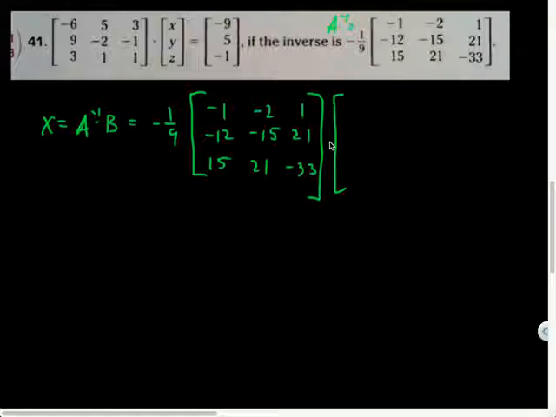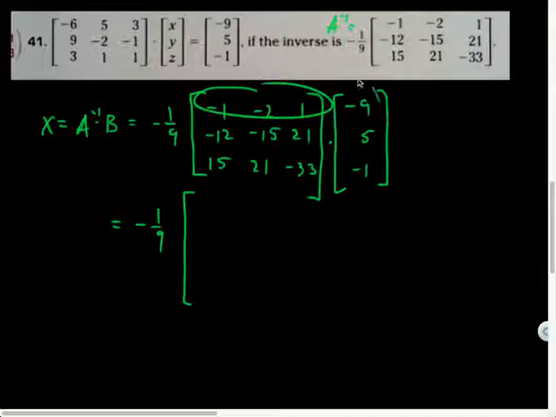And multiplying by matrix B, that would be negative 9, 5, and negative 1. So I've got a 3 by 3 multiplying by a 3 by 1. That's going to give me a 3 by 1. So negative 1/9 multiplied by, bam, let's multiply row by column. So I'll have positive 9 plus a negative 10 plus a negative 1, right?